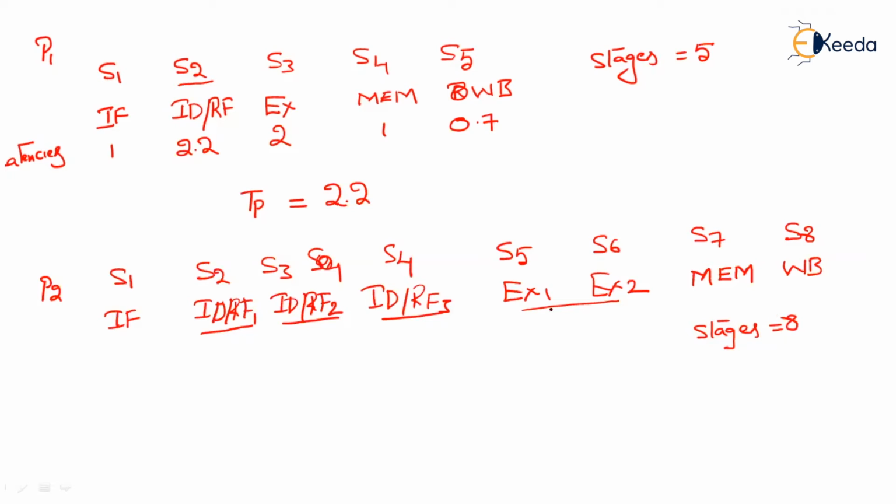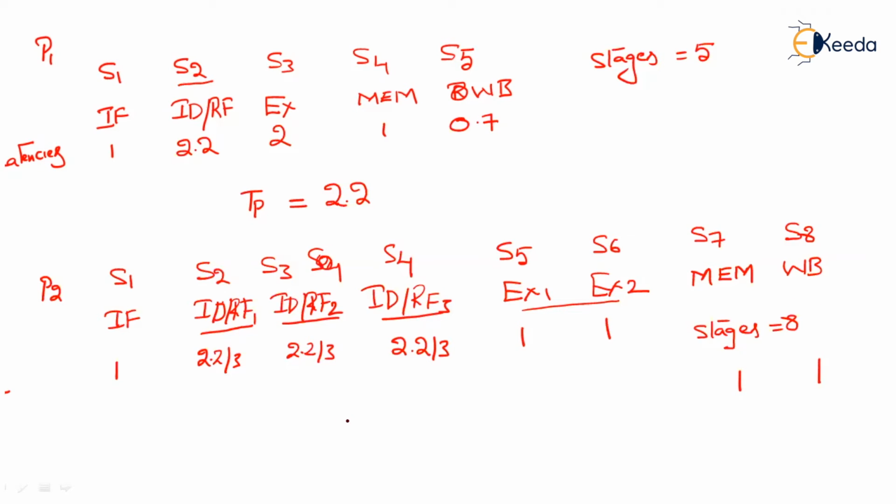All right. Now plot these latencies. Latencies L is equal to 1, then 2.2 by 3, 2.2 by 3, and 2.2 by 3. EX1, where is EX1? This is 1, because these are divided into 1 clock cycle each. Memory is 1.